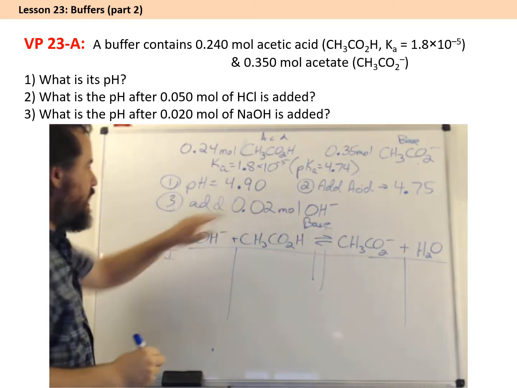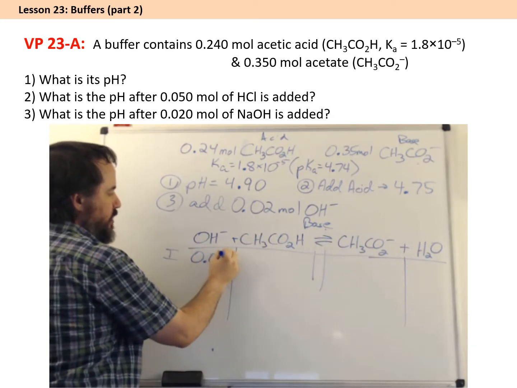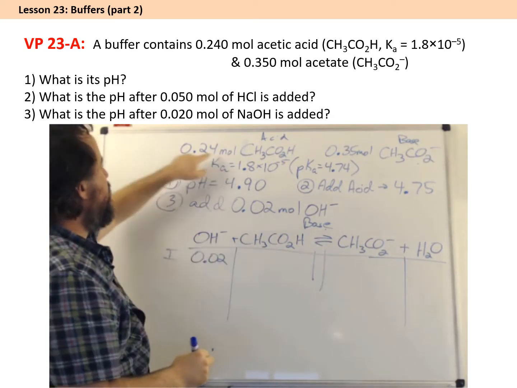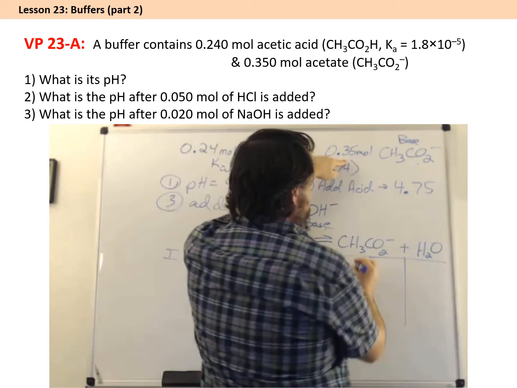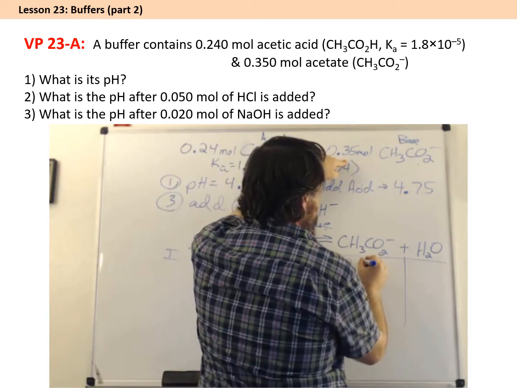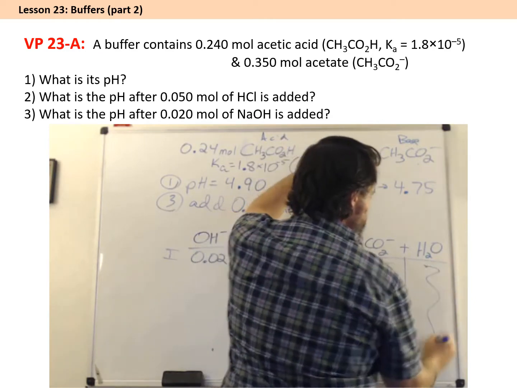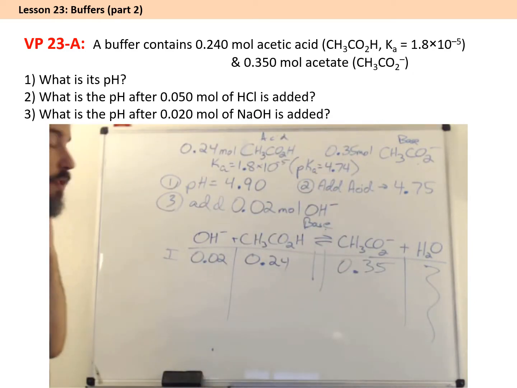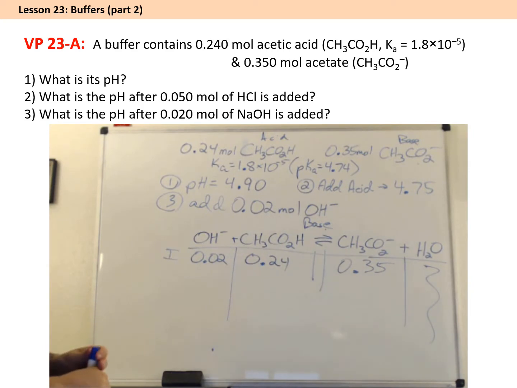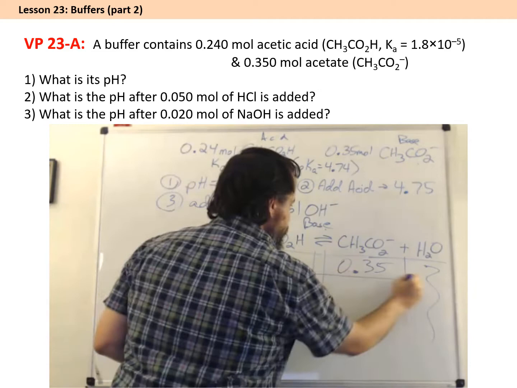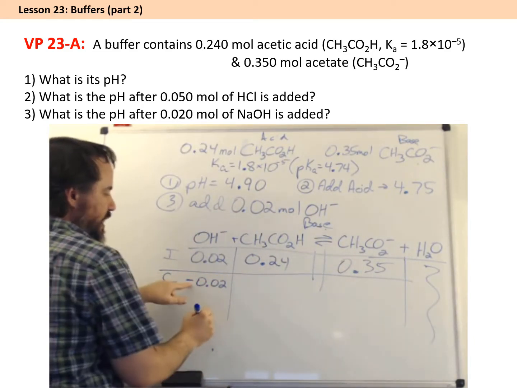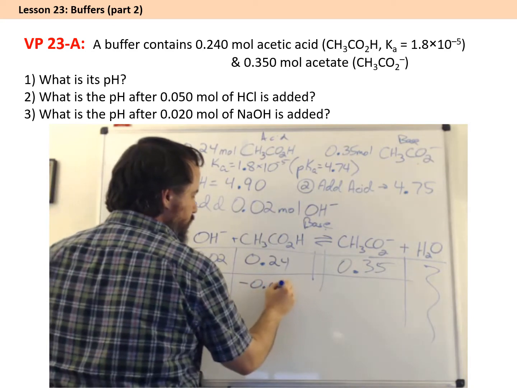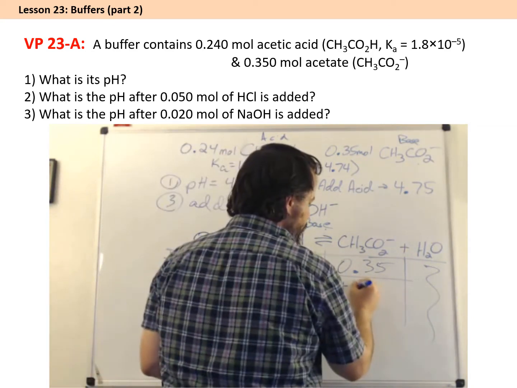So initially I have 0.02 moles of this, 0.24 moles of this, and 0.35 moles of my base, and I don't care about the water. My change, well, all of this goes away. So seeing that this decreases, this also decreases, and then this increases.